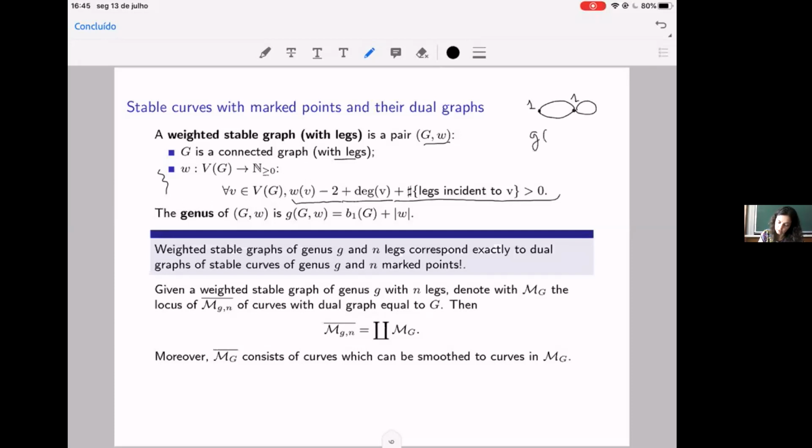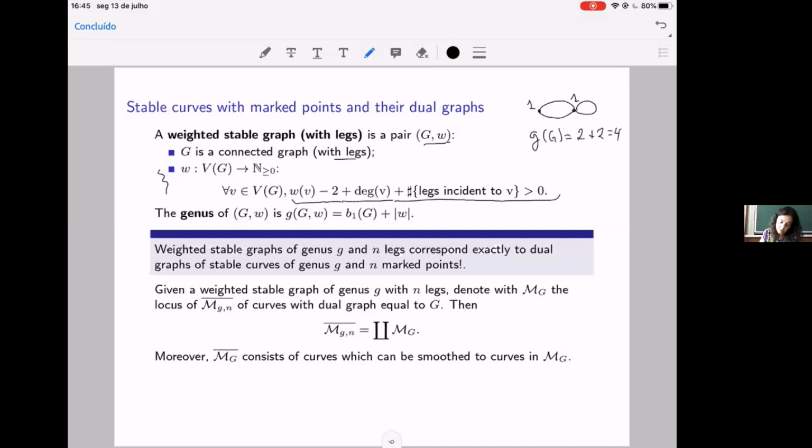So the genus of this graph is going to be the first Betti number of the graph, which is 2, right? We have 3 edges and 2 vertices. So this is first Betti number 2 plus the total weight, which is again 2, and so this would be genus 4.